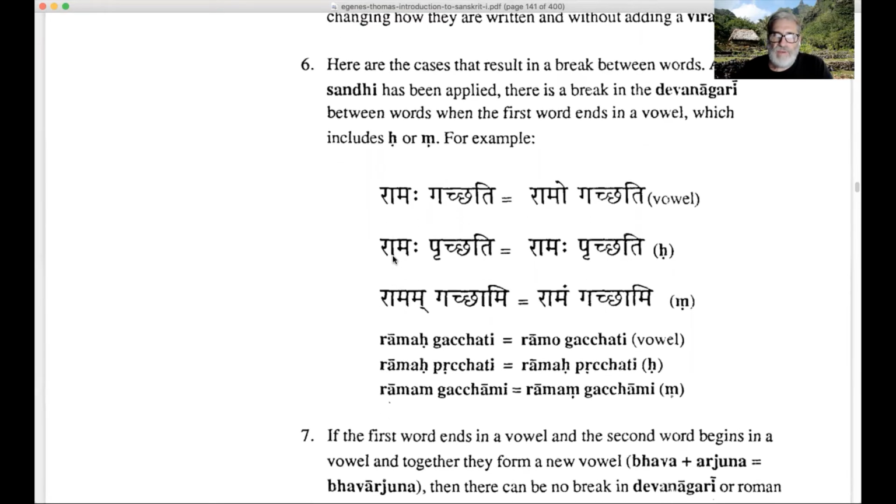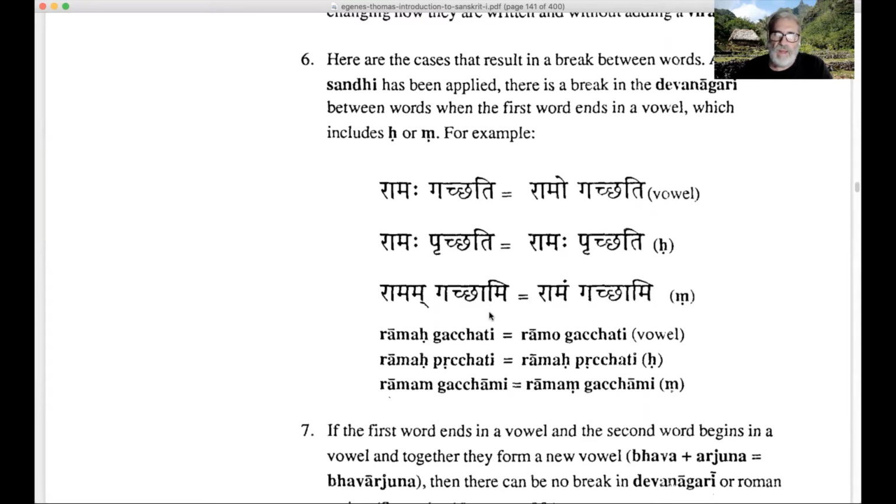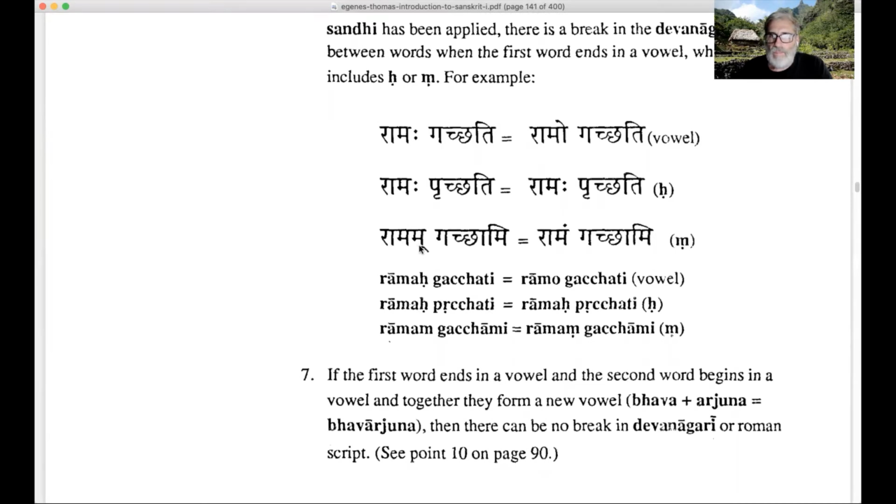So the first example is Ramaha gachati. That's without sandhi, and with sandhi it becomes Ramo gachati. So he is keeping that separately. Ramaha prichati remains the same because before P, the short A visarga doesn't change. So Ramaha prichati. Right? Here we have Ramam with that virama. That's the virama sign. Right?